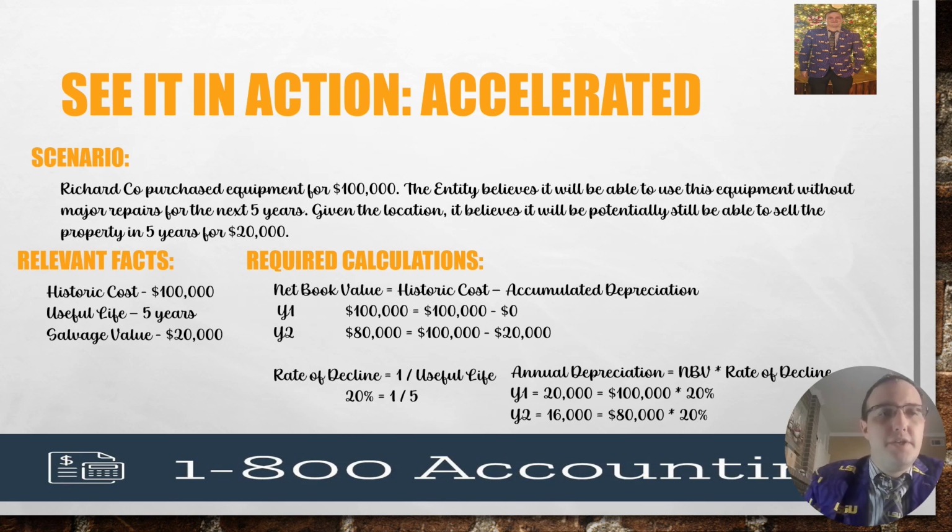Okay, so under this method, we're still taking the same facts. The difference here is that instead of depreciable base, we're going to focus just on that net book value. Now keep in mind though, the net book value is the historic cost minus the accumulated depreciation. That's going to be the inception to date depreciation. Remember, accumulated depreciation, although it has depreciation, depletion, amortization in the title, this is a contra asset account.